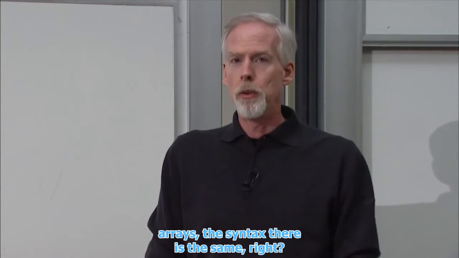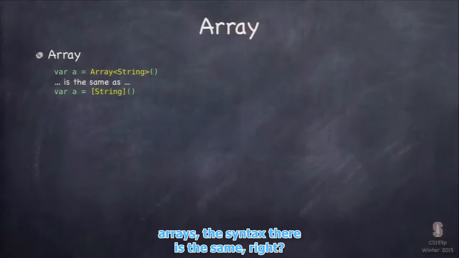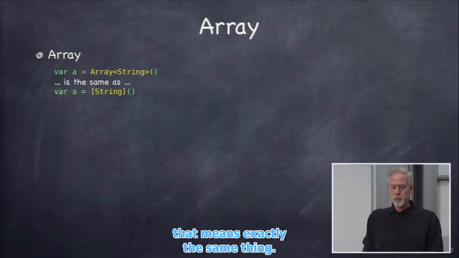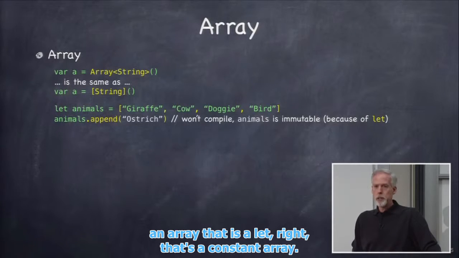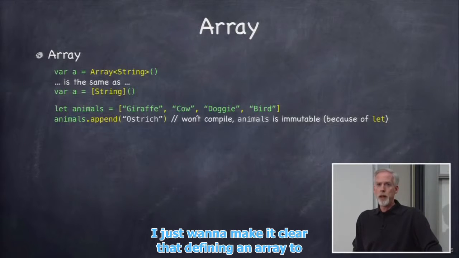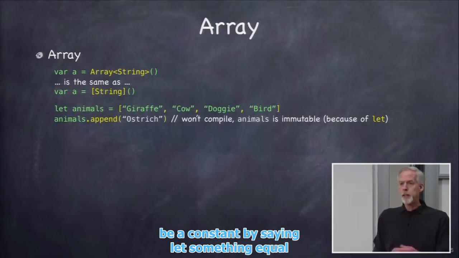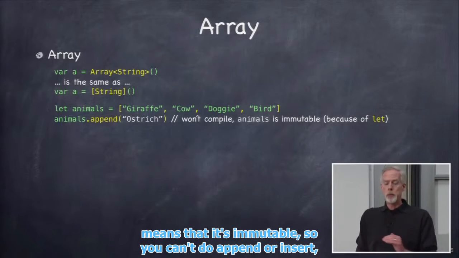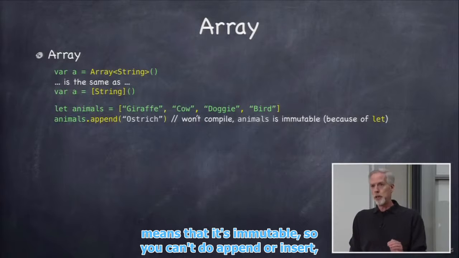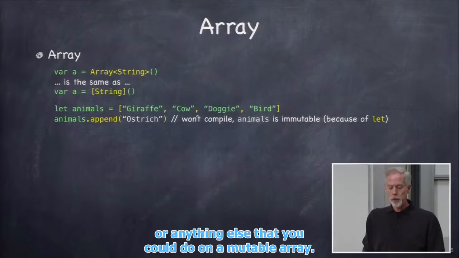All right, so array. We covered this, so I'm going to go really fast through this, but with arrays, the syntax is the same, right? That square bracket thing means exactly the same thing. Also, you can't append or modify in any way an array that is a let, right? That's a constant array. I just want to make it clear that defining an array to be a constant by saying let something equal an array, versus var something equal an array, means that it's immutable. So you can't do append or insert or anything else that you could do on a mutable array.